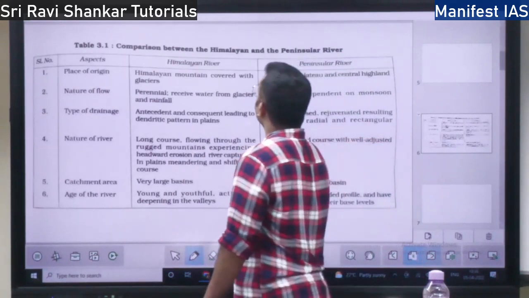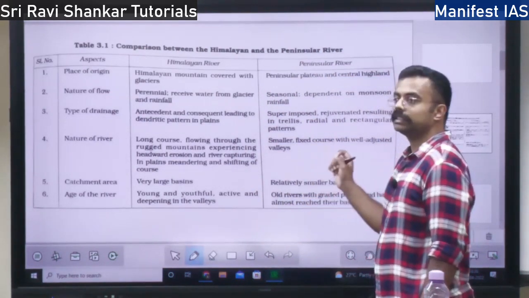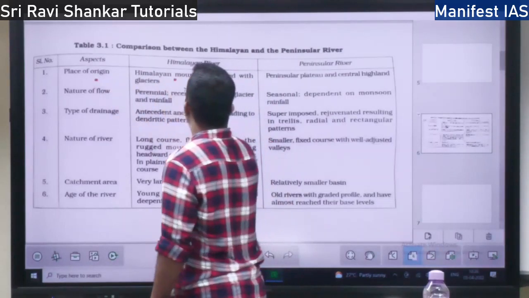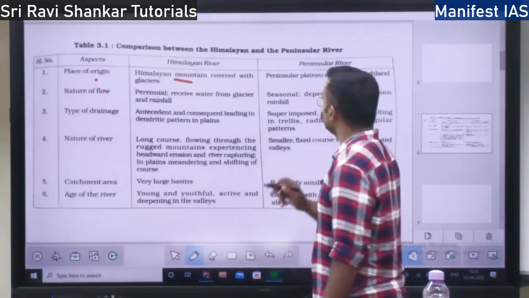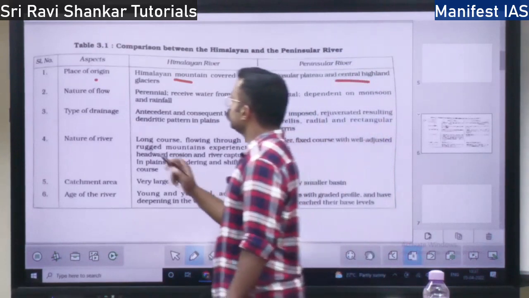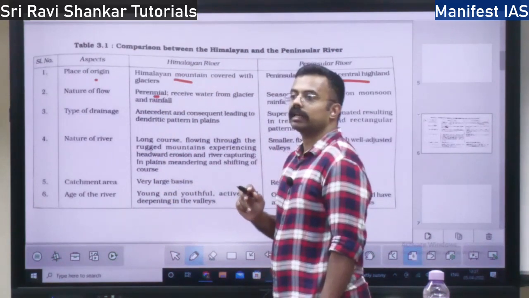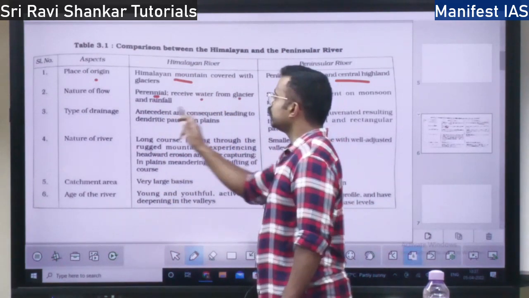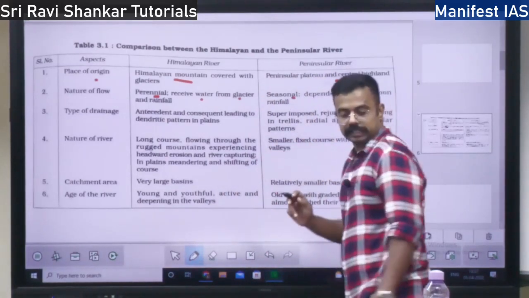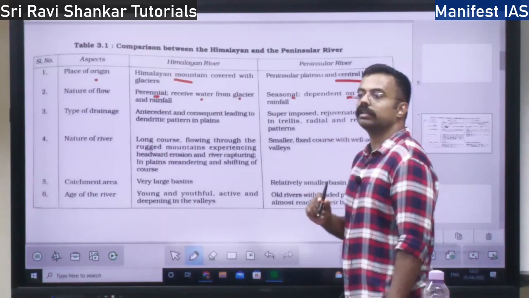We will first talk about the comparison between Himalayan and peninsular rivers. What is the difference? It will be asked in your exam. Himalayan rivers originate in the Himalayan mountains, Himalayan glaciers, whereas peninsular rivers originate in the peninsular plateau, right? The Himalayan rivers are perennial, that is throughout the year. They receive water from glacier and rainfall, both. Whereas the peninsular rivers are seasonal, that is, they depend on the monsoon rainfall.